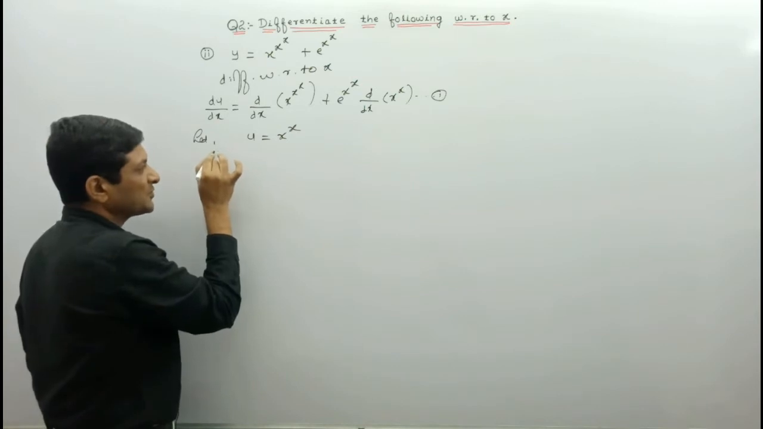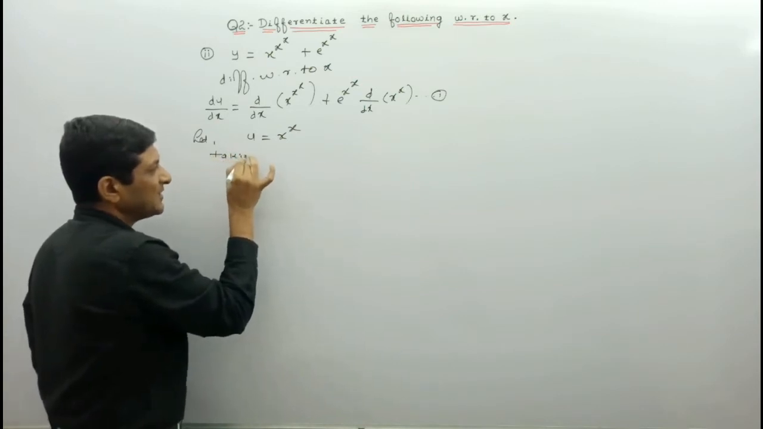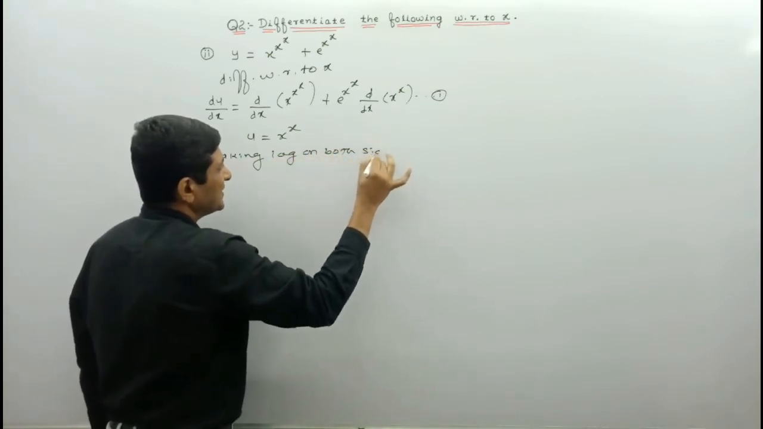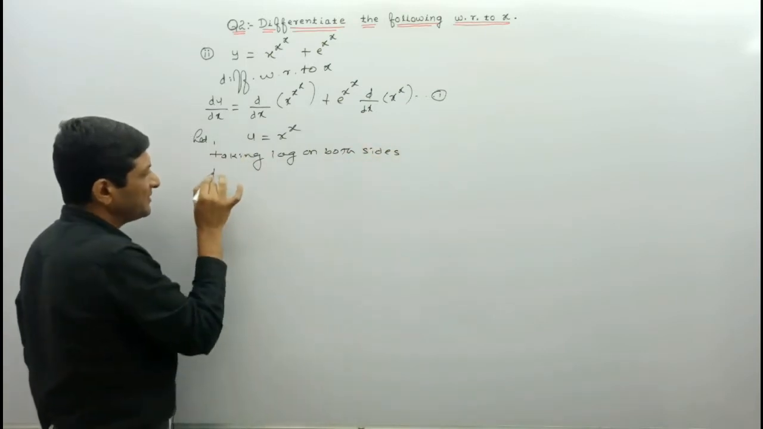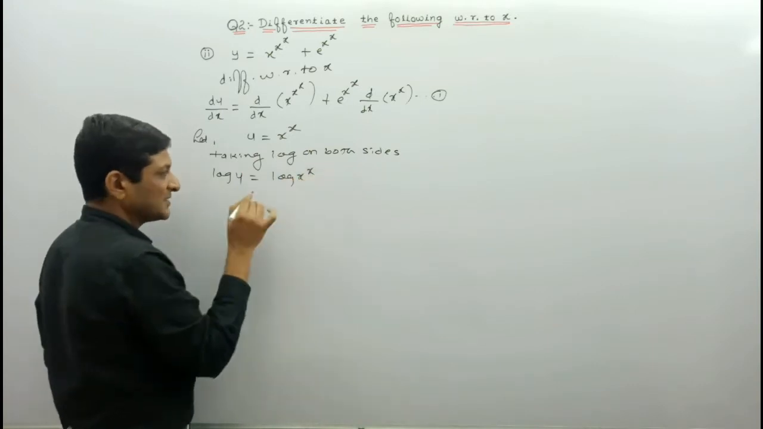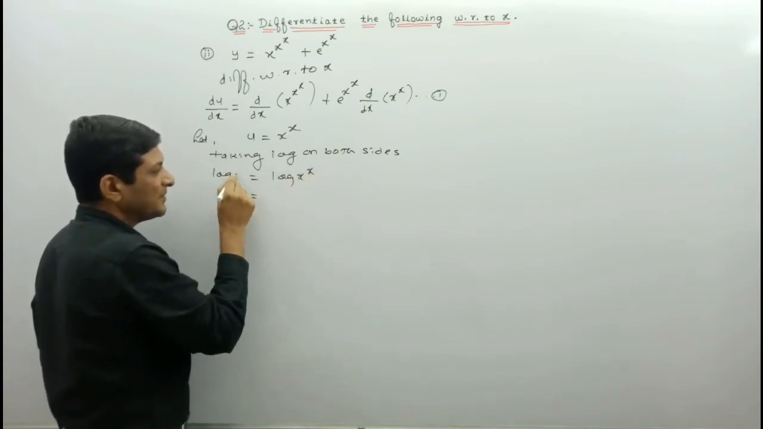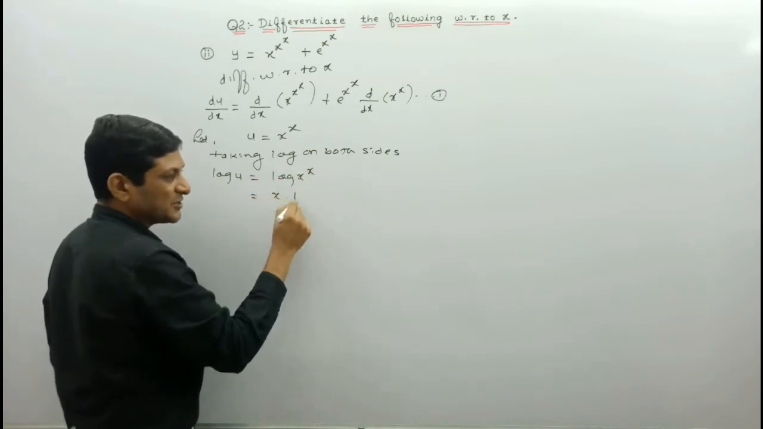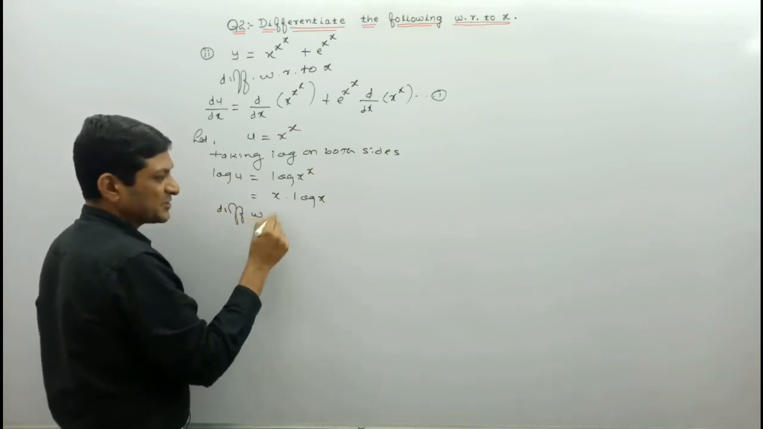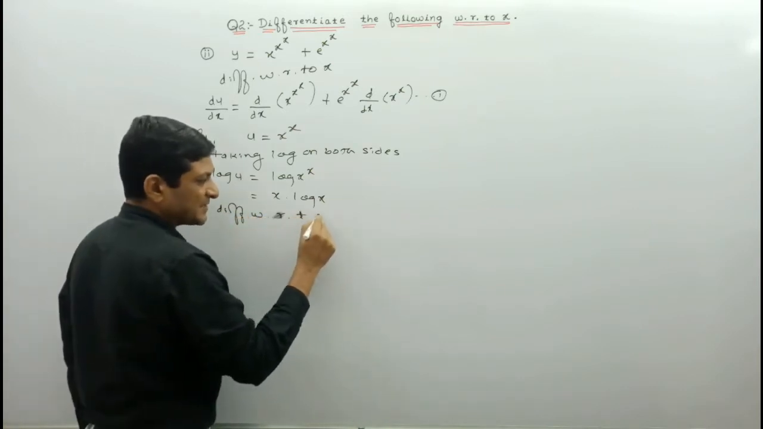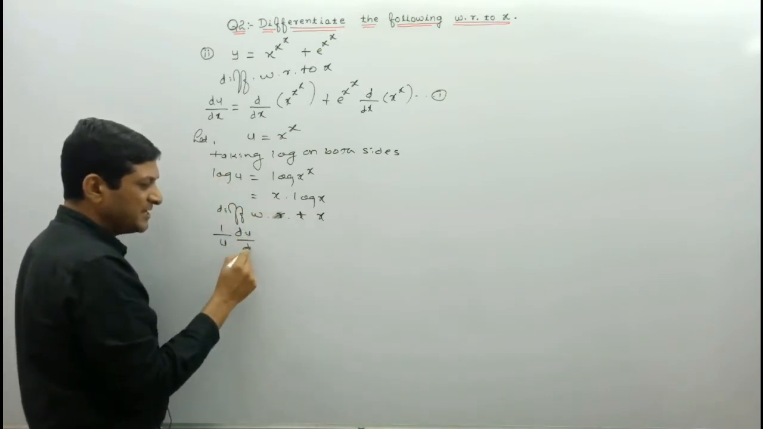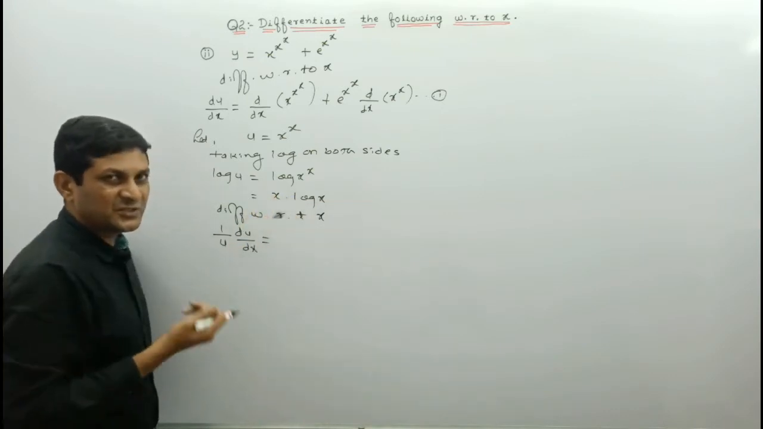So taking log on both sides, let us see what we'll get here. On the left hand side we will get log u, which is equal to log of x raised to power x. According to laws of logarithm, here the power can be taken as coefficient, so here we will get x log x. Now we differentiate it with respect to x. Here the derivative of log u will be 1 upon u into du by dx. And on this side, to find the differentiation, we have to apply the product rule.